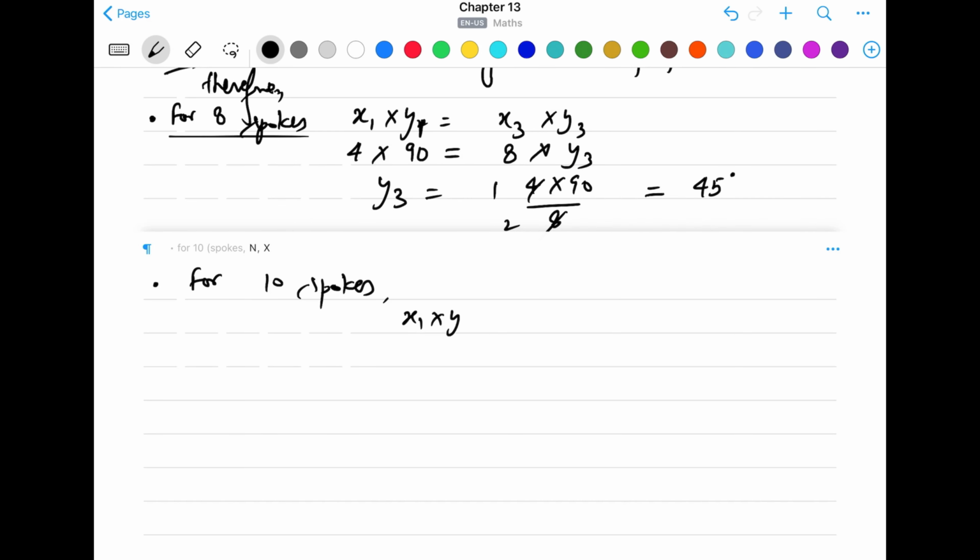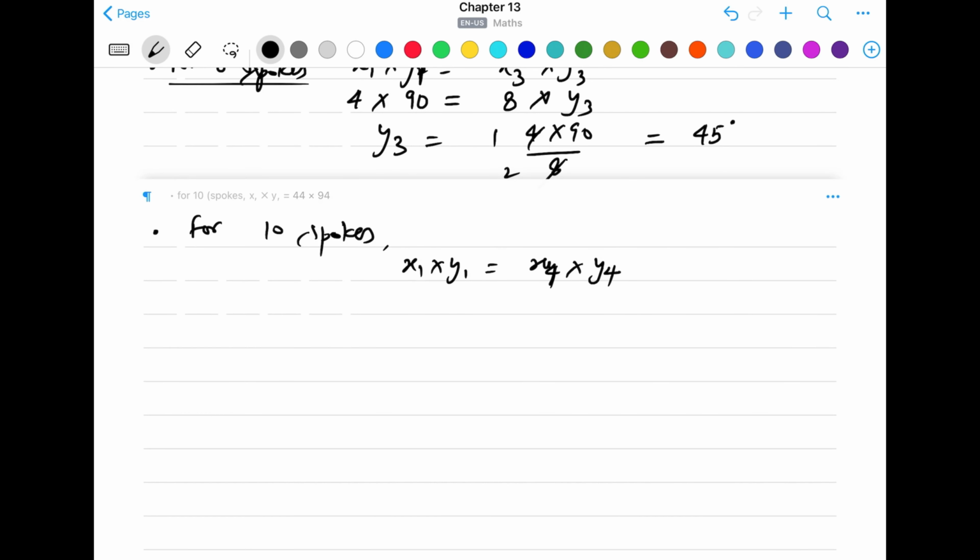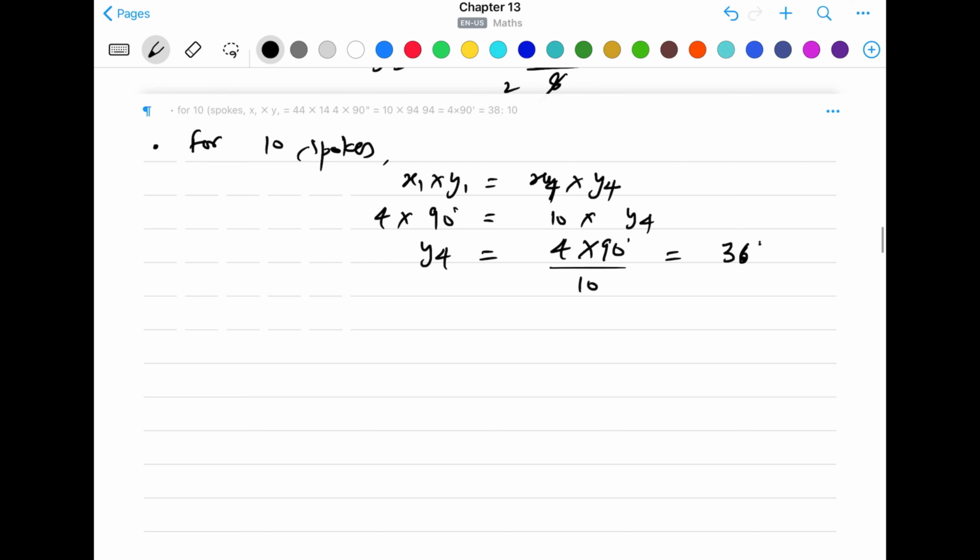The relation will be x1 into y1 equals x4 into y4. So x1 is 4, y1 is 90, equals x4, which is given as 10, and y4 we have to calculate. From here y4 is 90 into 4 divided by 10. This 90 by 10 will give us 9, and 9 into 4 will be 36 degree. So the angle between the spokes will be 36 degree.